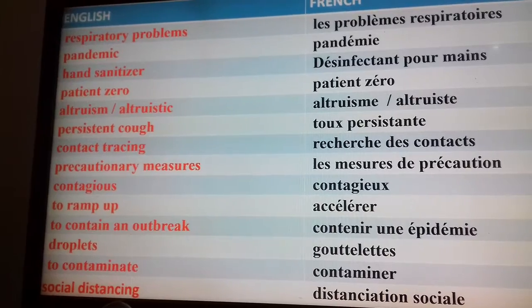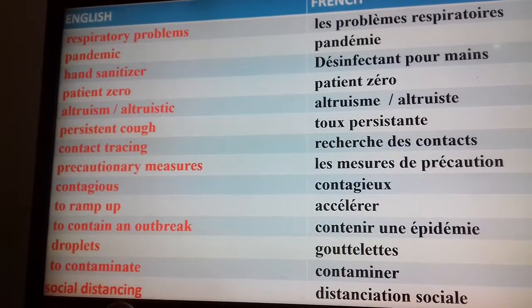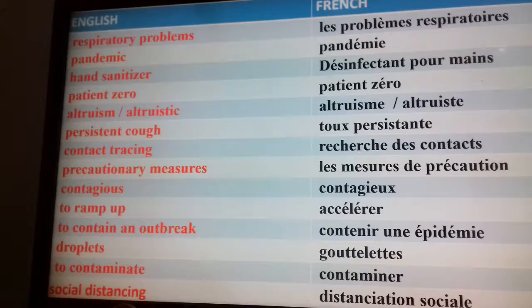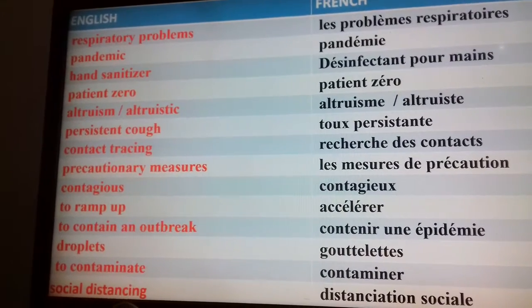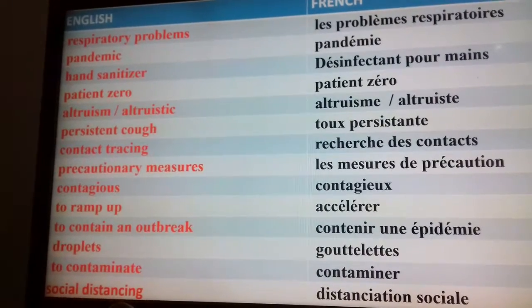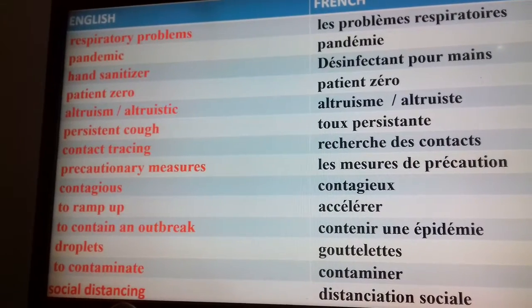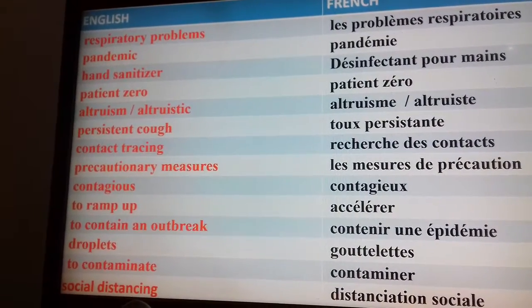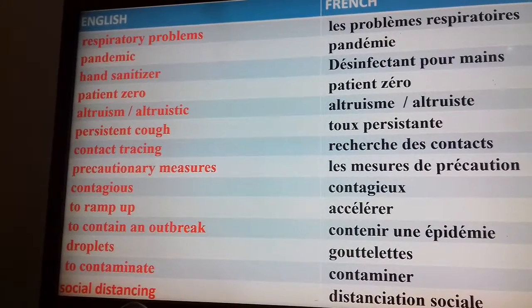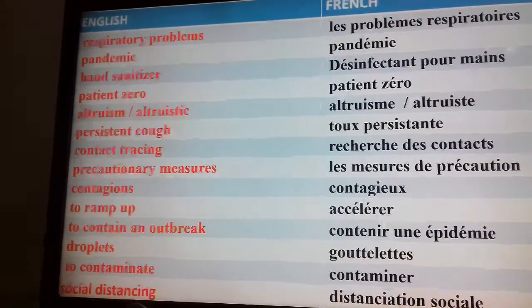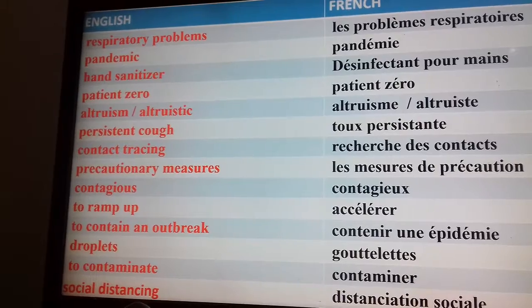Hand sanitizer. I showed you hand sanitizer to protect against the virus. You use hand sanitizer to clean your hands, or you wash them with soap. Patient zero is the first patient recognized in a country. Altruism or altruistic is that kind behavior of helping each other.